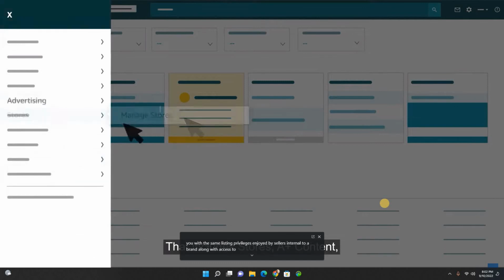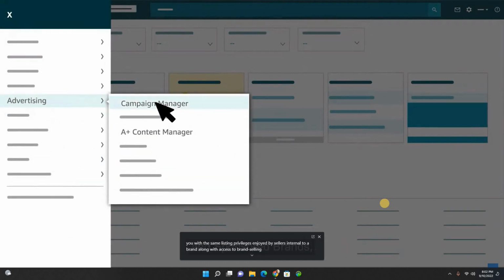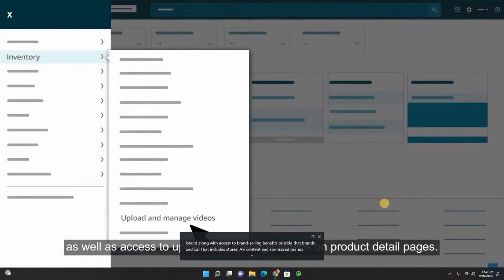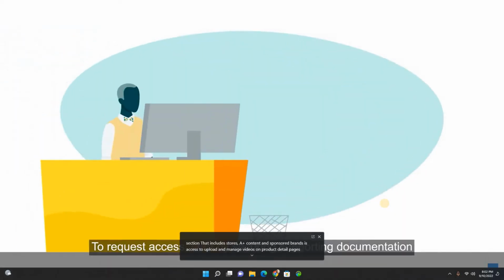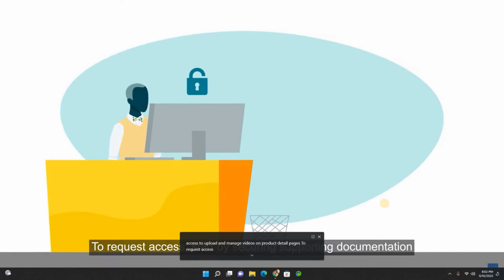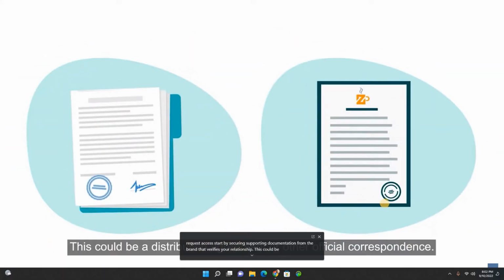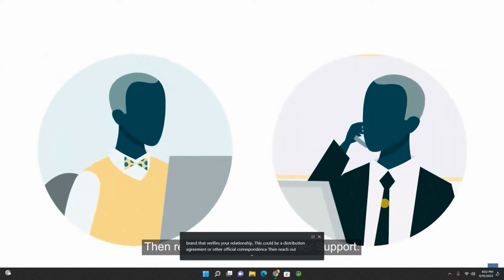That includes Stores, A+ Content, and Sponsored Brands, as well as access to upload and manage videos on product detail pages. To request access, start by securing supporting documentation from the brand that verifies your relationship. This could be a distribution agreement or other official correspondence. Then reach out to Amazon Seller Support.